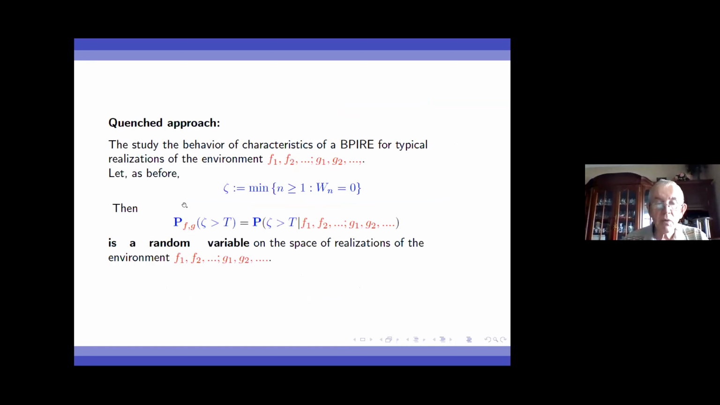And for instance, we would like to study the tail distribution of this life period. But in this case, of course, since the functions f and g of the environment are random, this quantity also will be random. So these will be random variables on the space of realizations of the environment. This will be the quenched approach.